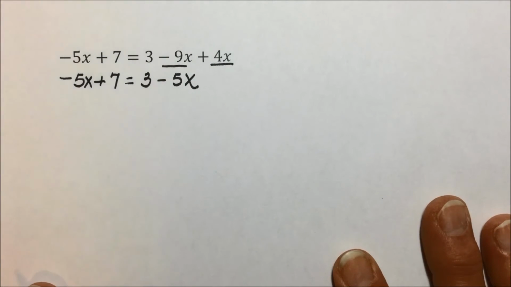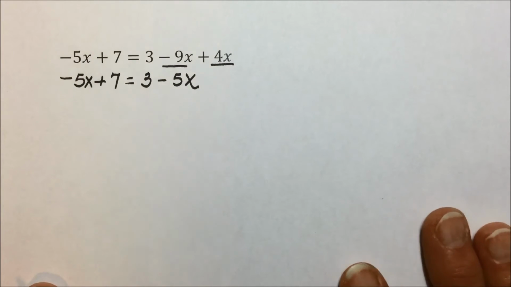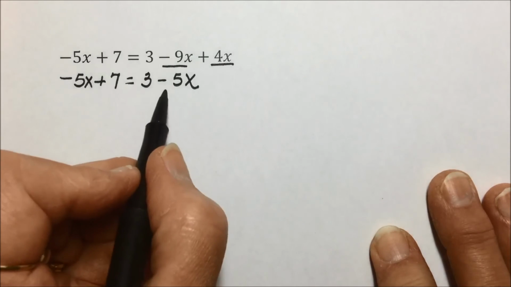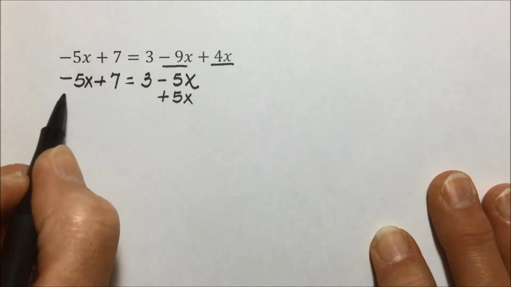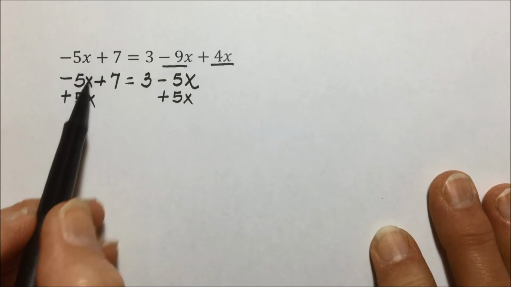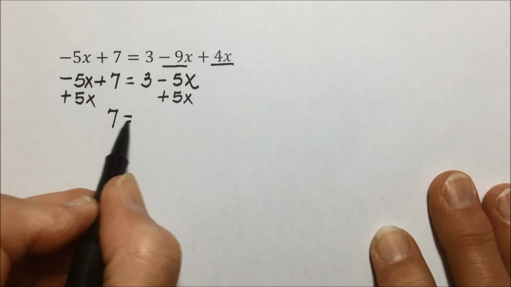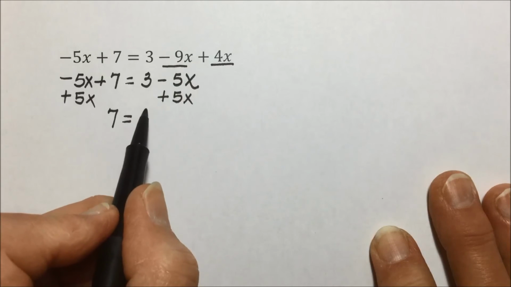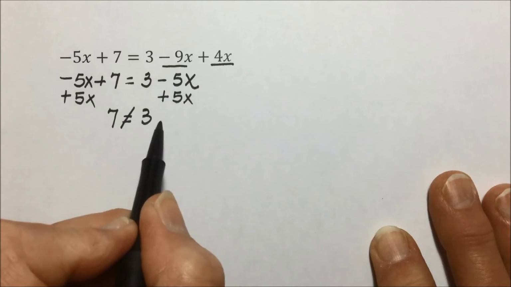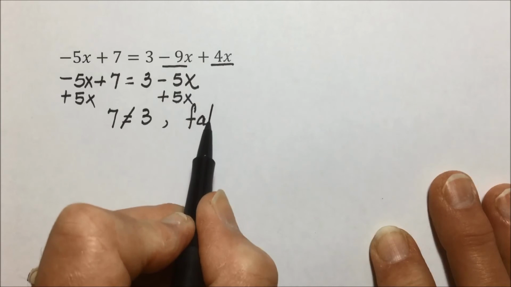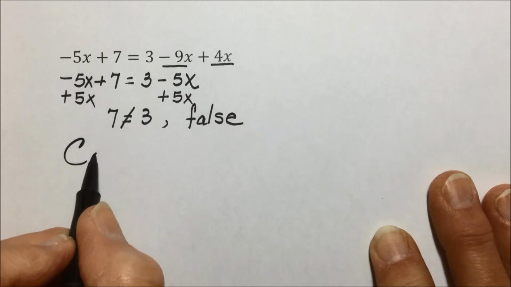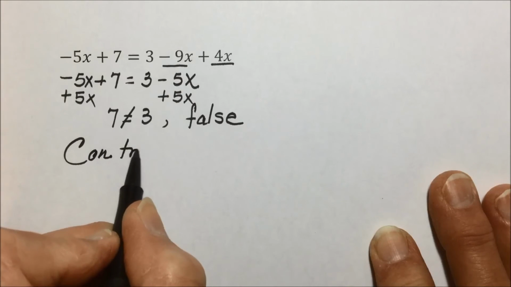Both sides of this equation look somewhat similar, but we don't have an identity. The next step would be to get the variable on one side or the other, and here's where we're going to see a problem occur. Negative 5x plus 5x cancels out the variable on the left, leaving 7. It cancels out on the right, leaving a 3. 7 is not equal to 3. This, of course, is false, and that leaves us with no solution because we have a contradiction.